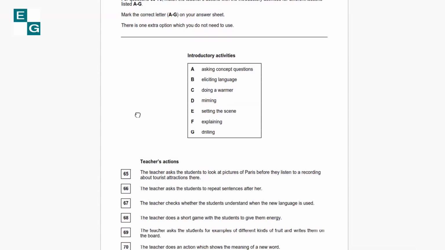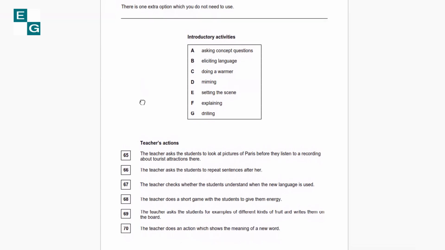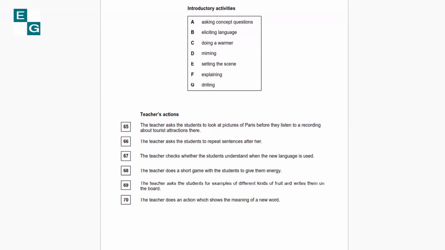Then it says, for questions 65 through 70, match the teacher's action with the introductory activities for different lessons listed A through G. Mark the correct letter A through G on your answer sheet. There is one extra option which you don't need to use. So these are the introductory activities and the ways to understand them.